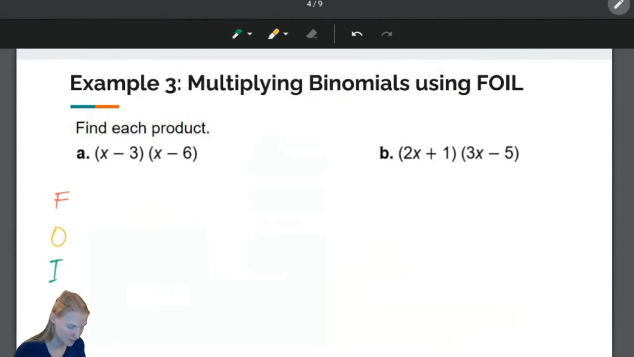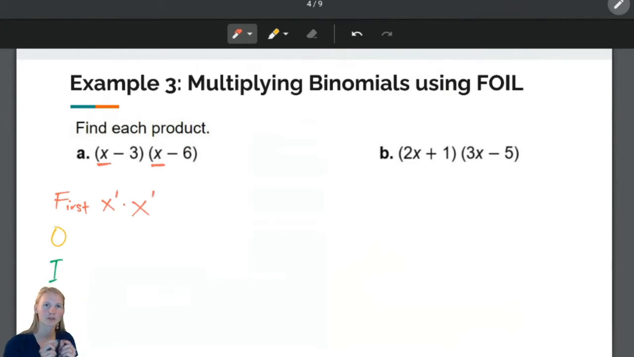So, FOIL right here. So when we say first, remember F is first, I'm taking the X and the X. So X times X. Remember this from last chapter when I'm multiplying 2 variables with the same base, I add their exponents. So X times X is X squared.